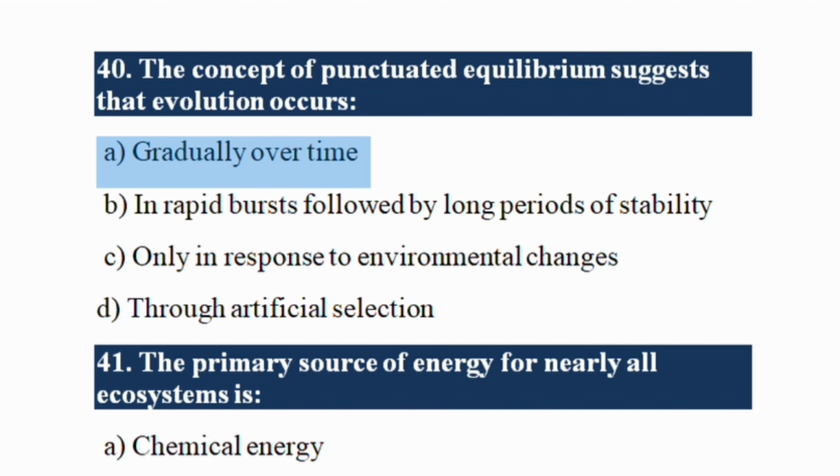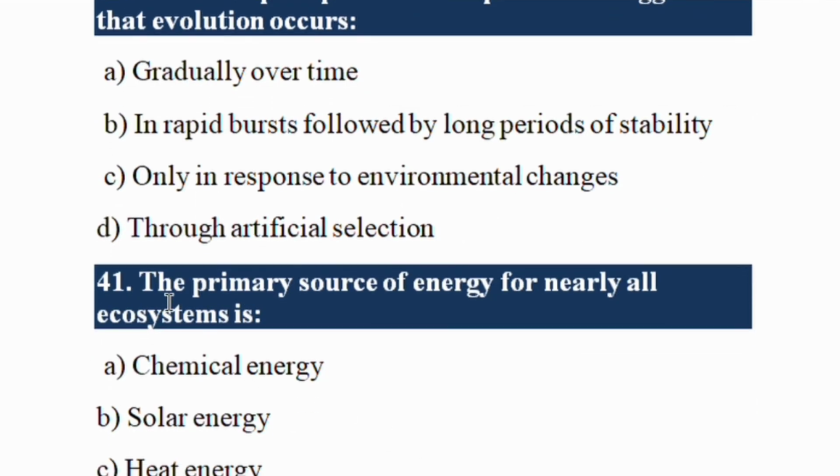So next we move towards the primary source of energy for nearly all ecosystems is, so here the right option is beta, solar energy.